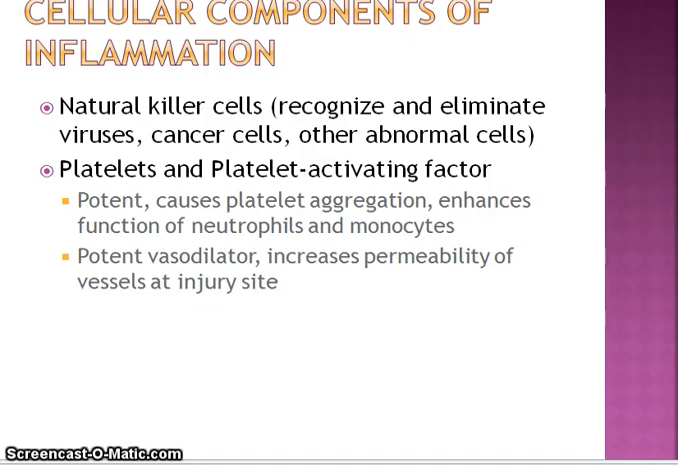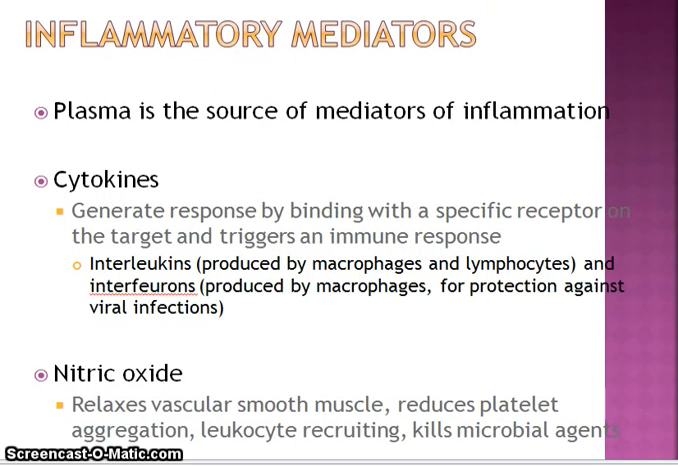We can also use platelets and platelet activating factor. These tend to trigger our platelets to come in and cause clots. They also enhance the function of neutrophils and monocytes. They are also a very potent vasodilator, so they're going to open up or dilate our blood vessels, which increases permeability of the blood vessels at the injury site and leads to things like swelling. Plasma is our main source of mediators. That's how they travel during the inflammatory process to different parts of the body.